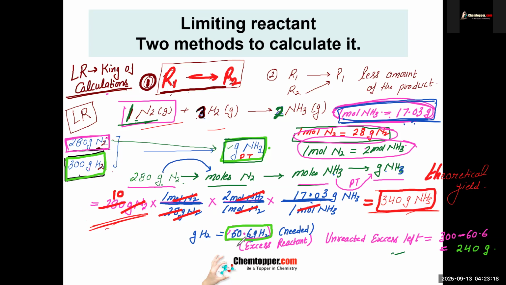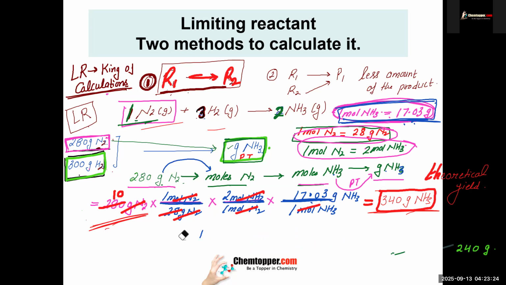And that is called the experimental yield. What you are getting is the experimental yield. What you calculated is the theoretical yield. So this method, R1 to R2, is clear.